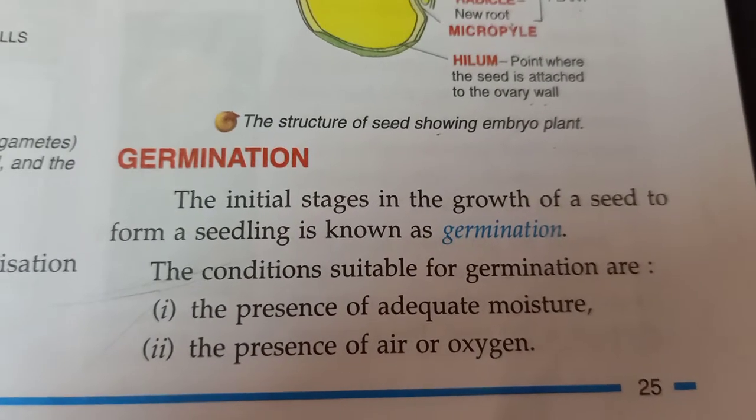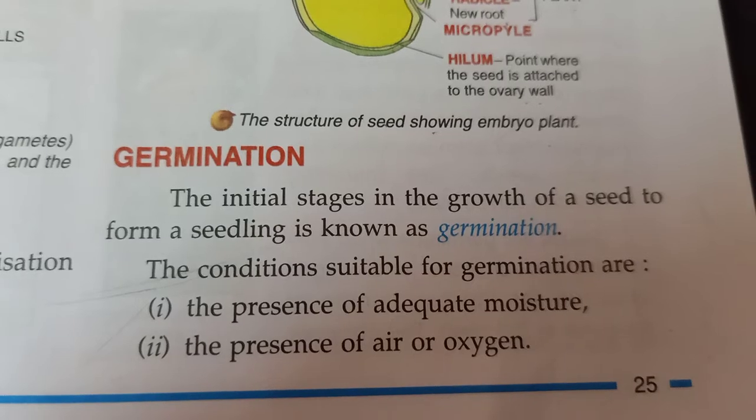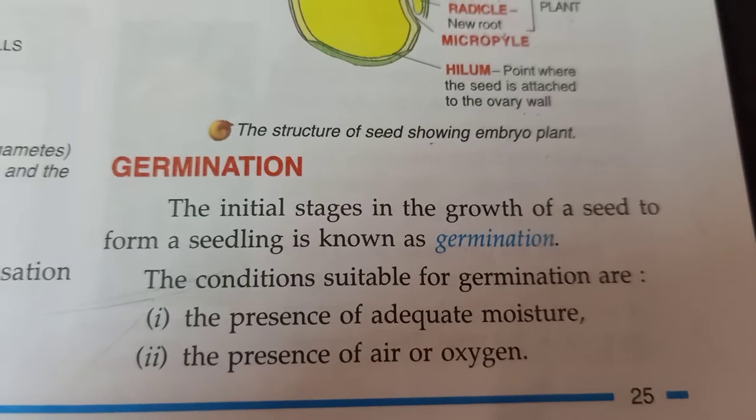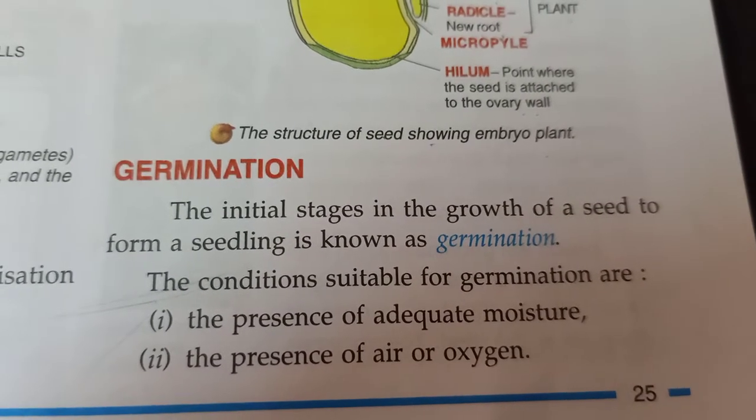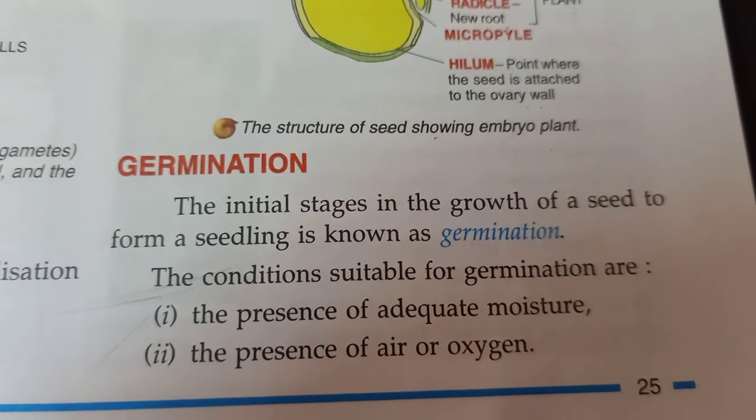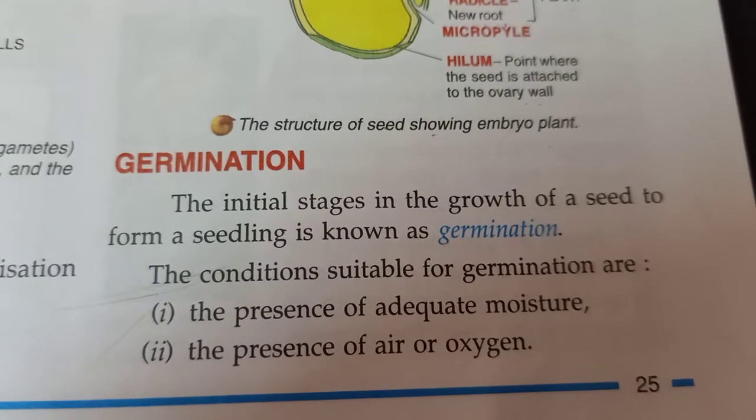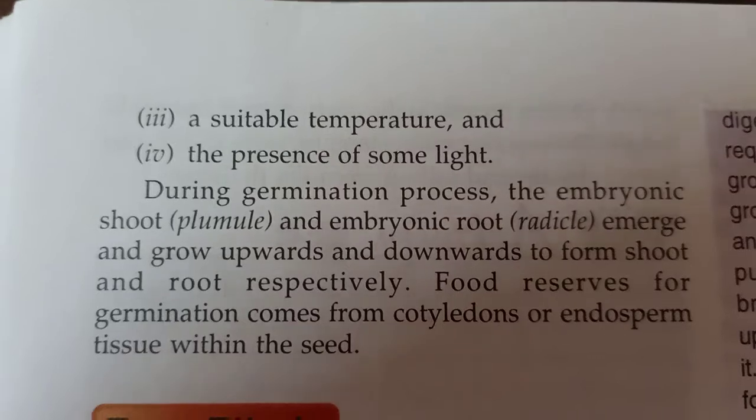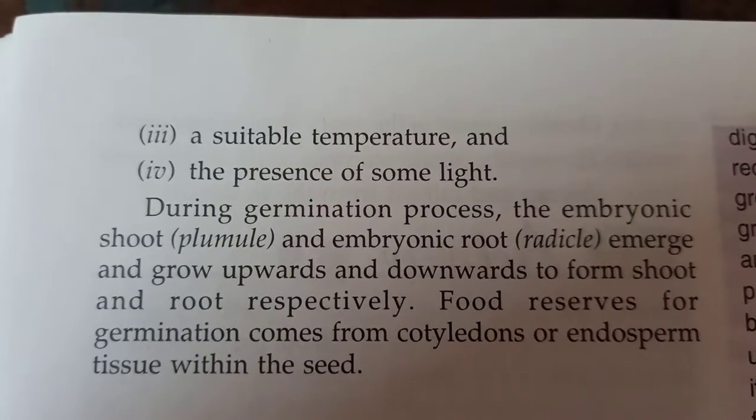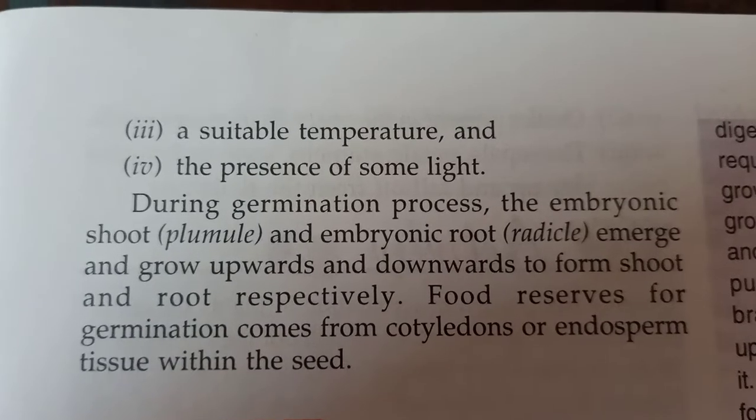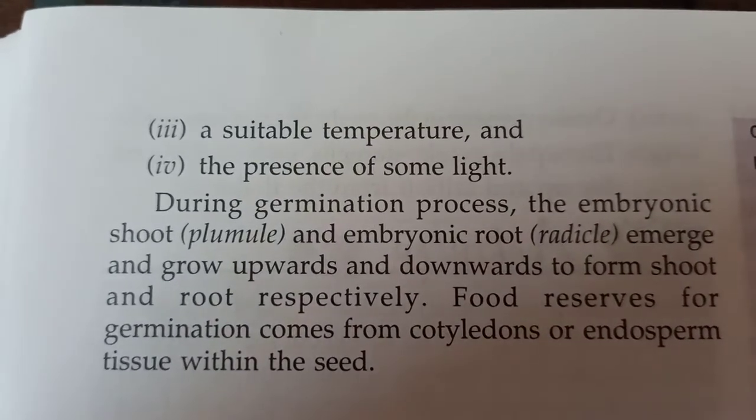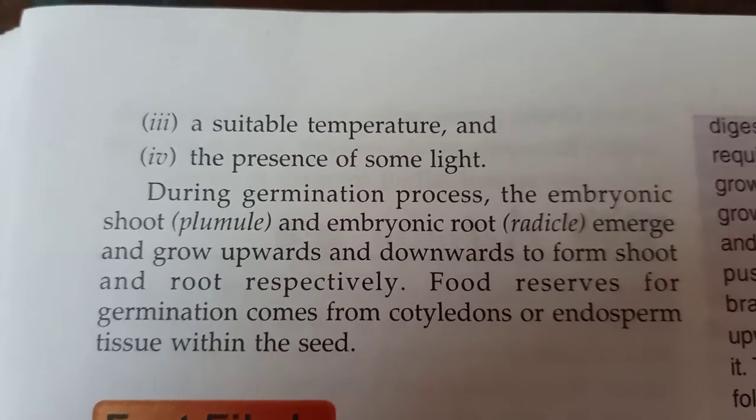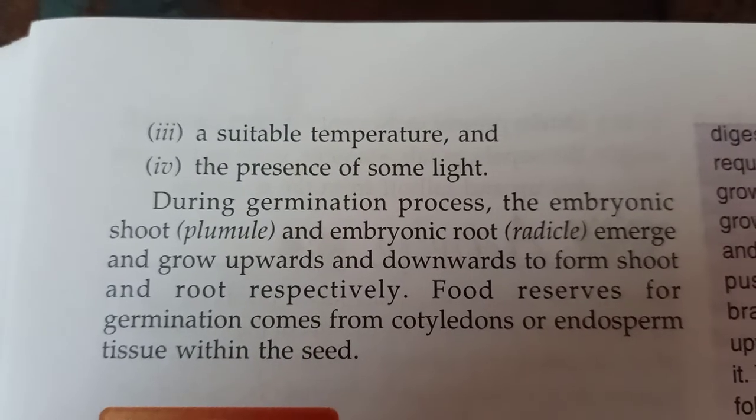Second point is the presence of air or oxygen. If there is no air, if there is no oxygen, the seed is not able to survive. So for the germination of the new plant, it is very necessary that it gets the proper amount of air or oxygen. Third point is a suitable temperature, which is very necessary for the germination of a seed. Fourth point is the presence of sunlight. It requires light also, so that the plant can grow fast.